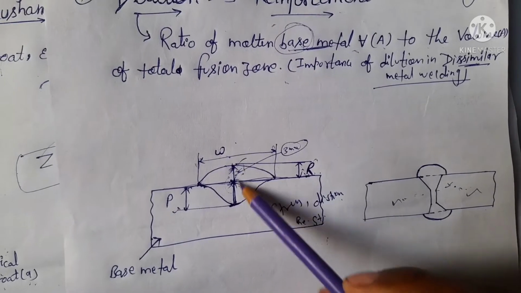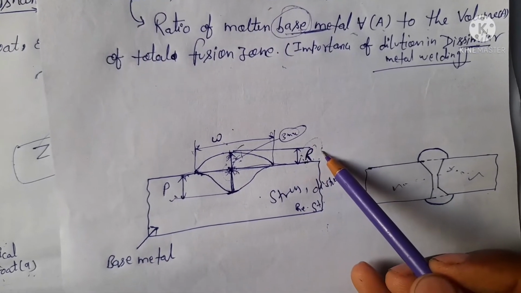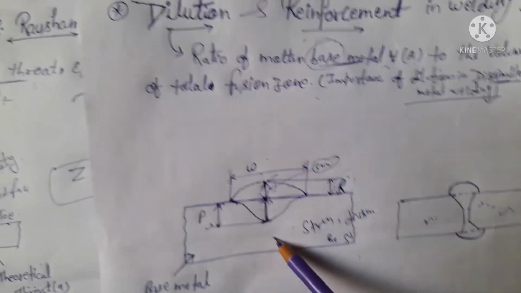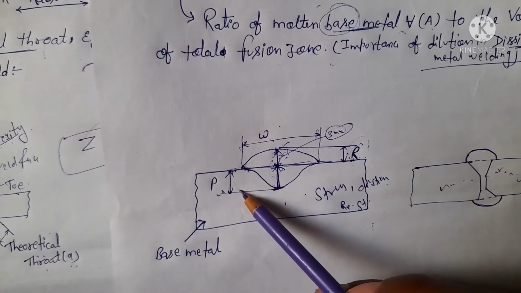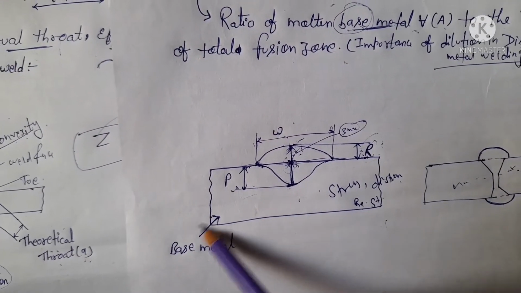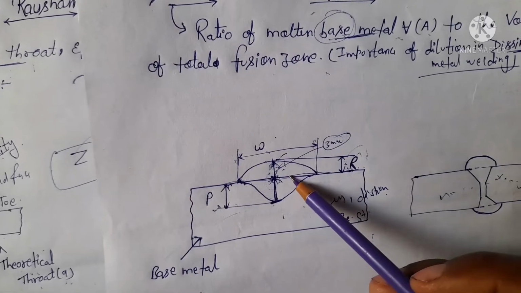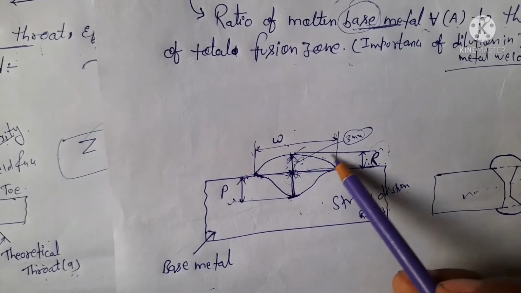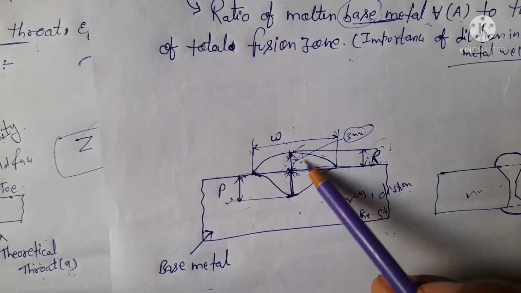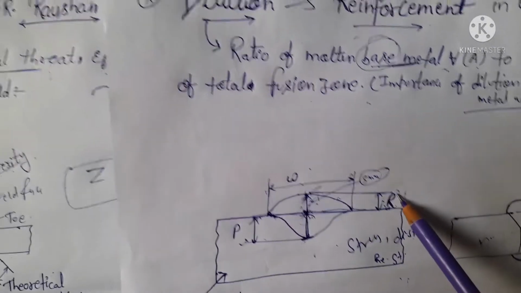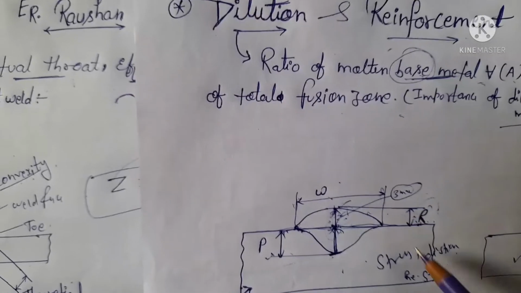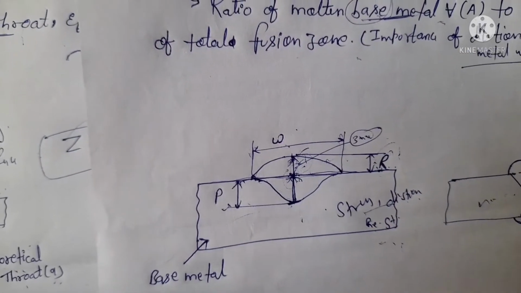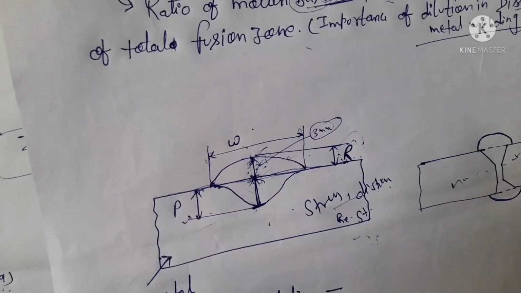Now this extra welding is known as the reinforcement, and the depth into the base metal is known as the penetration. If there is excess reinforcement, it causes stress and distortion. And this is the width. If the extra reinforcement is maintained within 3 mm, then it will not cause stress or distortion. So friends, what is dilution?